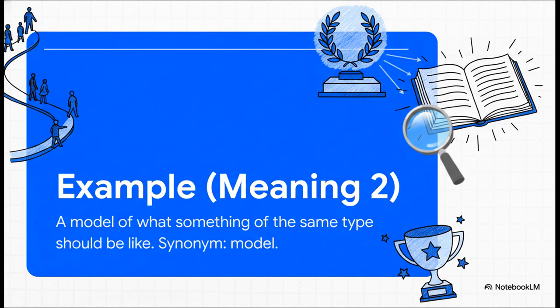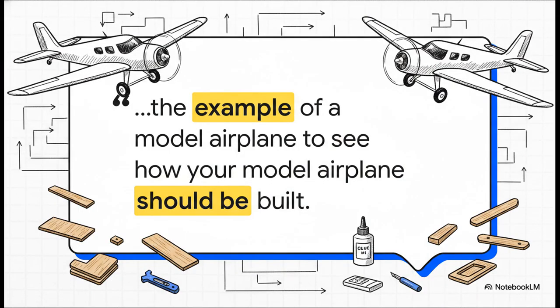Okay, now for the second definition. This one's a little more abstract. In this case, an example isn't just a representative, it's more like a standard to follow. The key synonym here is model. You know, like when you set an example for someone else. This sentence makes that second meaning really concrete. The finished model airplane is the perfect guide, right? It's the ideal you're trying to copy when you build your own.